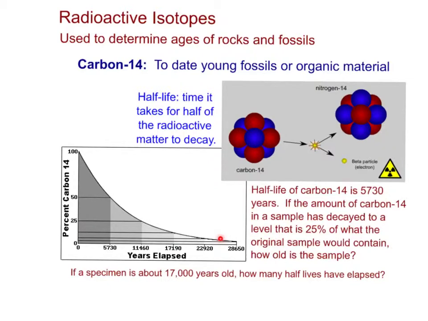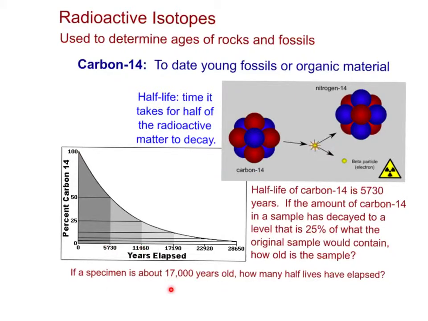If you use this graph, here we have the percent of carbon-14. At 100%, you have your full pile of carbon-14. After 5,730 years elapsed, you should have 50% of that left. The other 50% remaining would be the nitrogen-14, its product, but you would only have 50% left. So, as the question said, what if your sample has decayed to a point of 25%? How old would it be? Well, it would be 11,460 years old. You would have gone through 2 half-lives to get to that amount of the original.